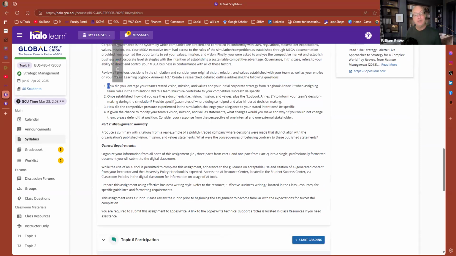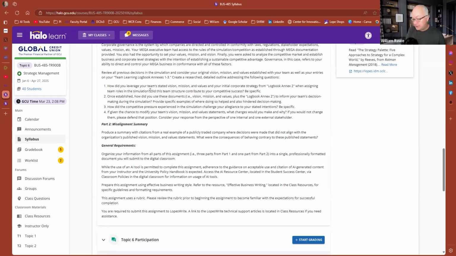So, how did you leverage your team's stated vision, mission, and values, and your initial corporate strategy? This is all about how you did this within your company in the simulation. It references the logbook from Annex 2. So how did you leverage them from logbook Annex 2 when assigning team roles in the simulation? In other words, how did you use your mission, vision, and values to assign team roles?